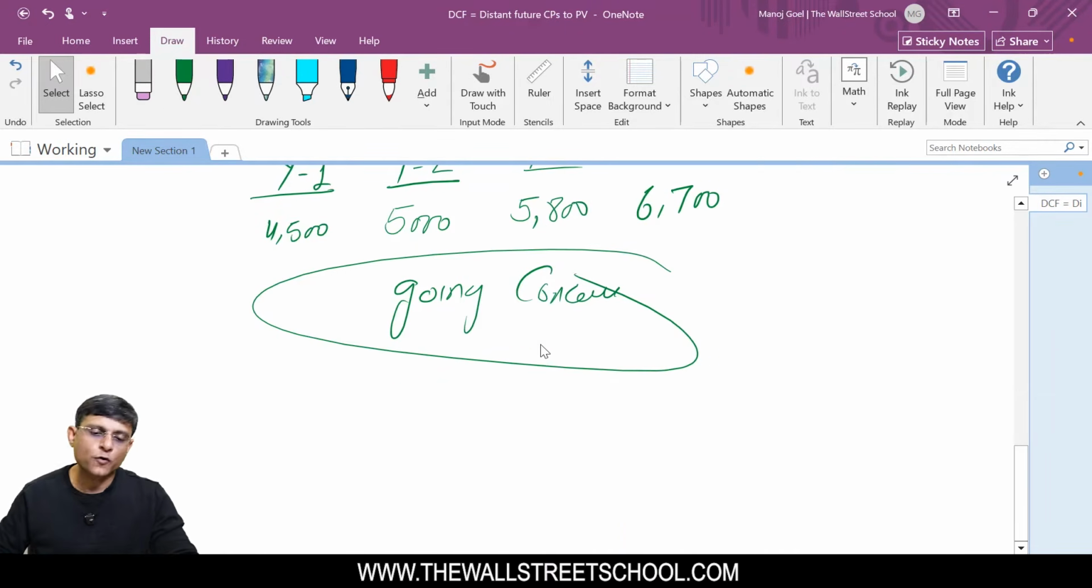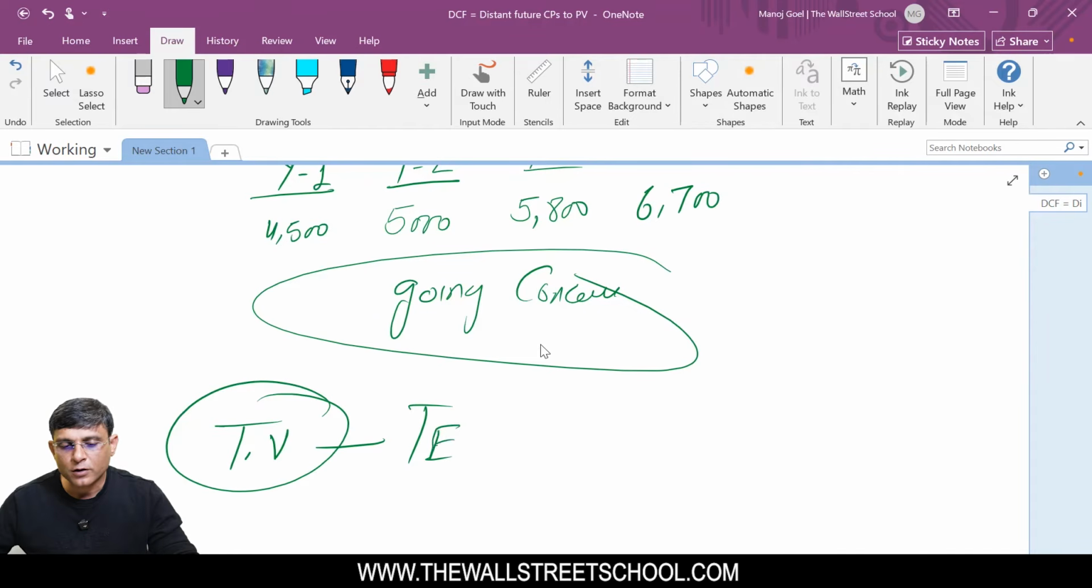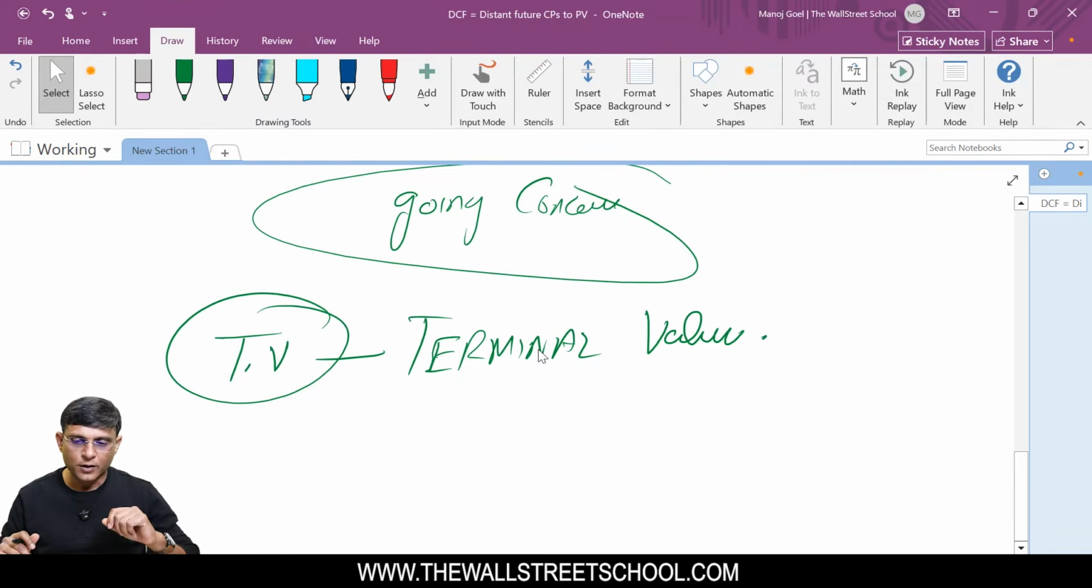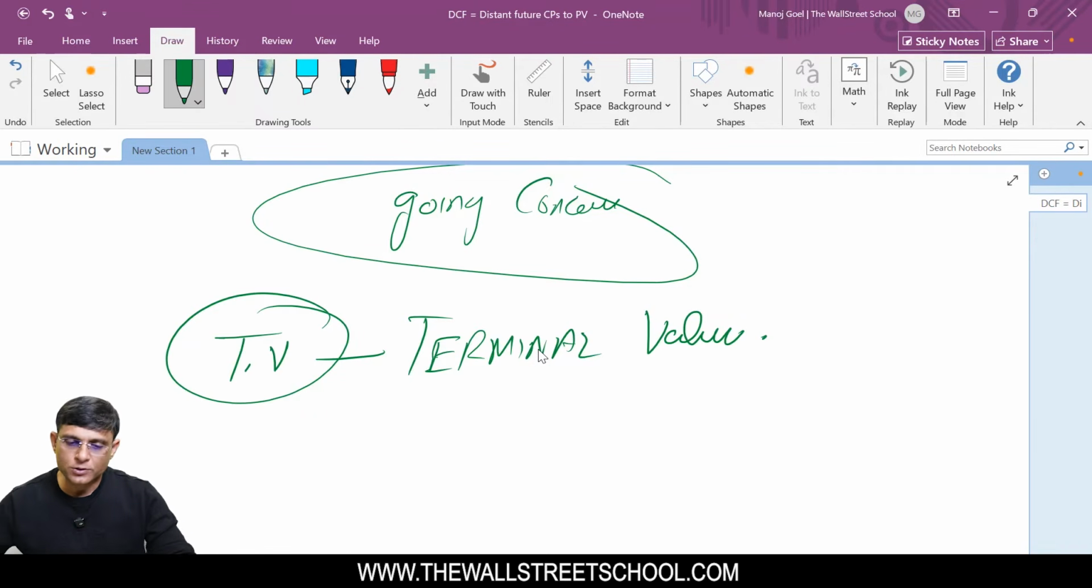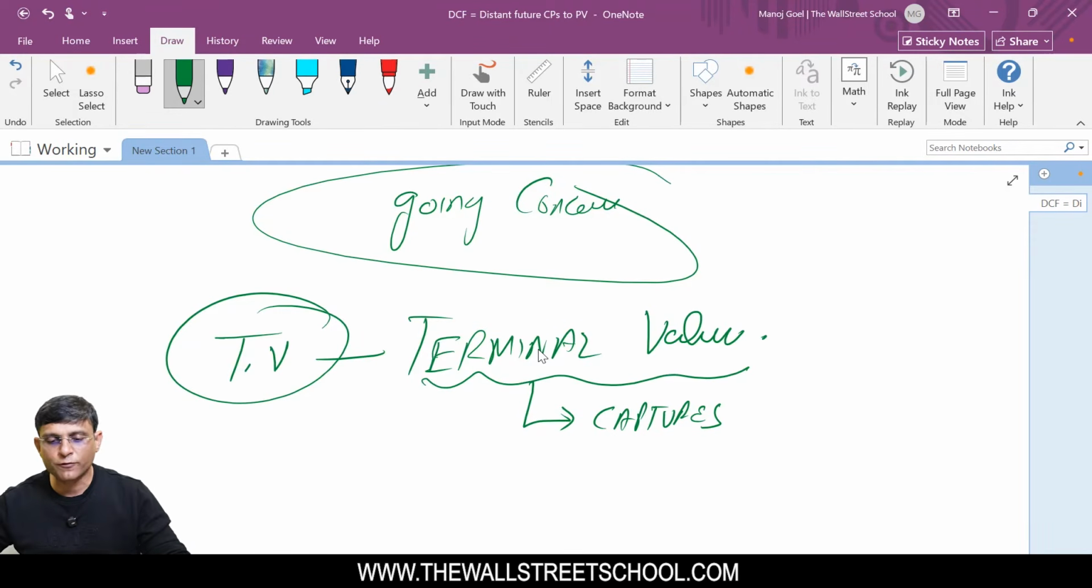So the solution is what? We have a concept called terminal value, the TV. Full form is terminal value. Again guys, you can refer to my detailed DCF video series if you want to understand these concepts in detail. But just to give you a brief, terminal value captures the value of the cash flows for all the periods up to infinity.